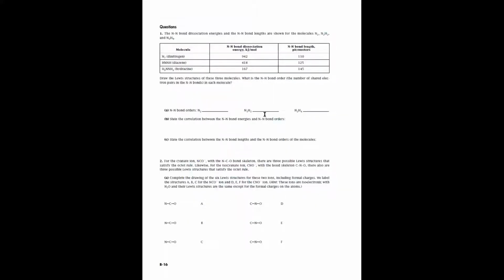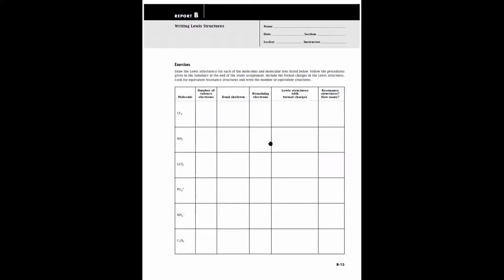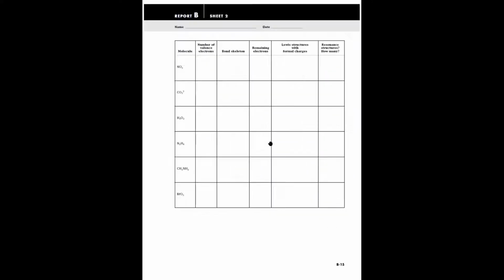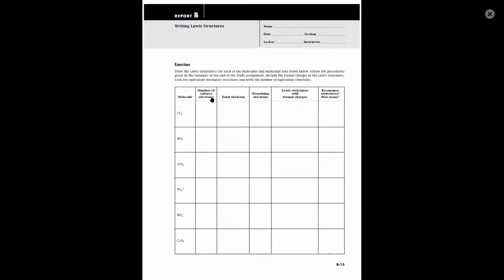As you go through, there are a lot of questions that you want to answer as you work through and draw your Lewis structures. And so we want to make sure we include all of those. So it's a total of 1, 2, 3, 4, 5 pages.